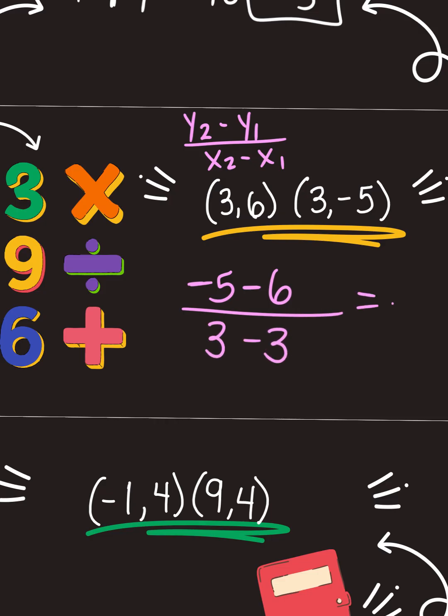Negative 5 minus 6 is equal to what? Negative 11. Good. What is 3 minus 3? 0. Okay, so what is the slope then? Is it negative 11 over 0? No, it's just negative 11. Negative 11 over 0 is absolutely 1,000% not negative 11.